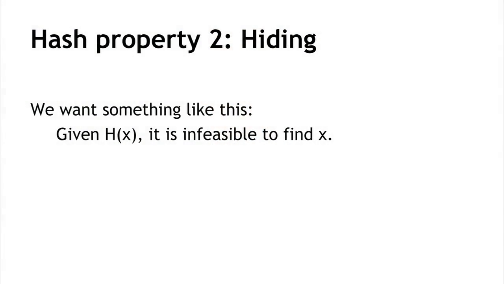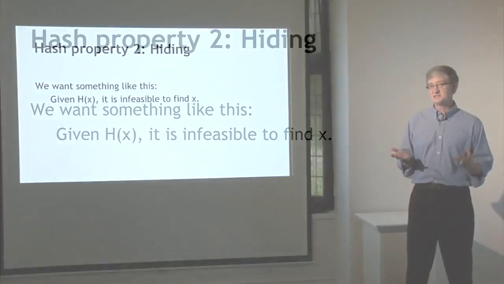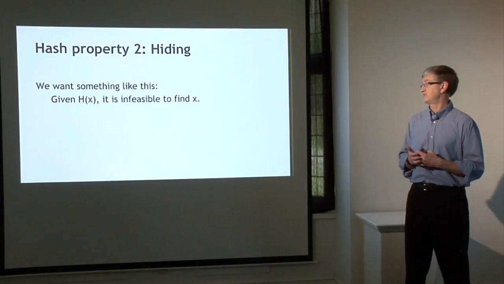So hash is useful as a message digest, and we'll see later on in this lecture and in subsequent lectures why it's useful to use hashes as message digests. So the second property that we want from our hash function is that it's hiding. And the property that we want is something like this: if we're given the output of the hash function, there's no feasible way to figure out what the input x was. The problem is that this property doesn't exactly hold.